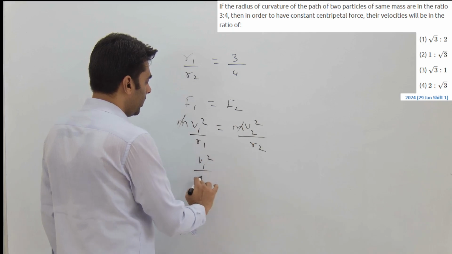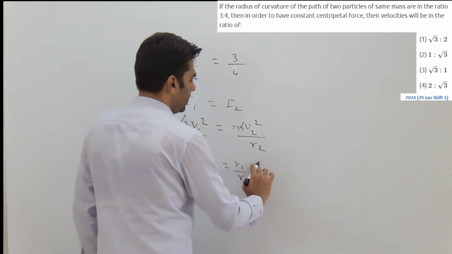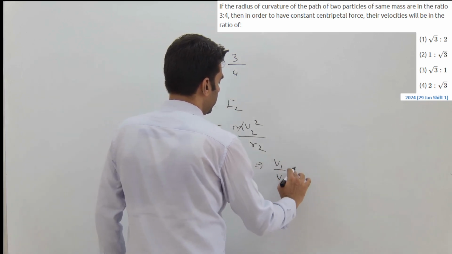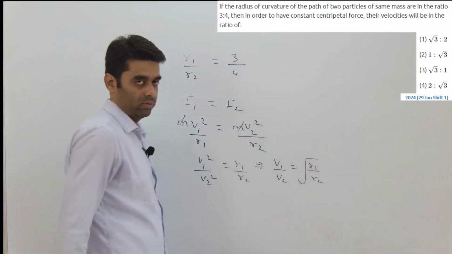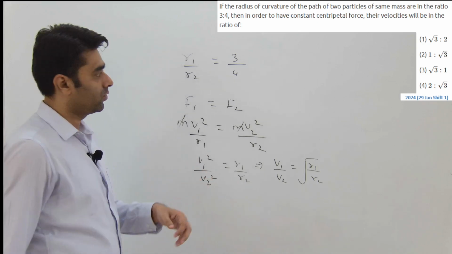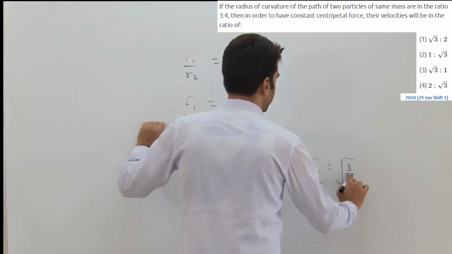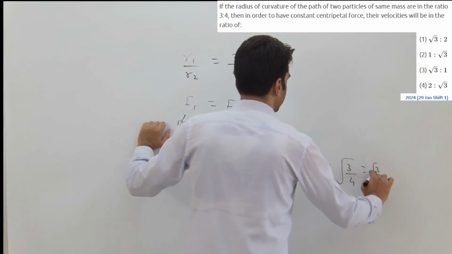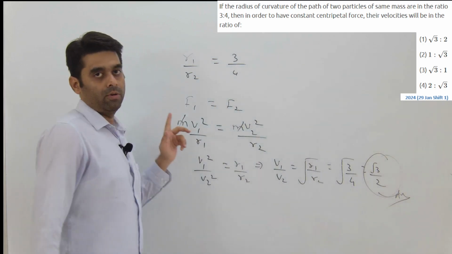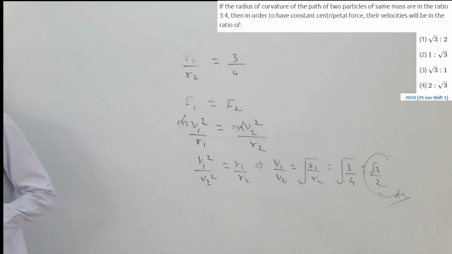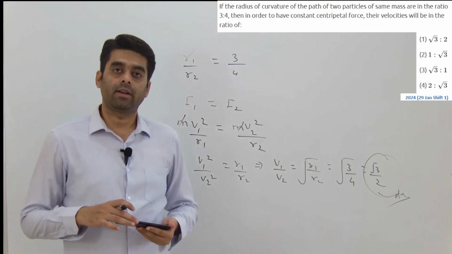So v1 square by v2 square is equal to R1 by R2, which gives us v1 by v2 equals root R1 by root R2, basically the root of the radii of curvature. If we substitute, this will be root over 3 by 4, which gives root 3 by 2. You can check the option. Option number 1 is our correct answer. Let us move ahead.